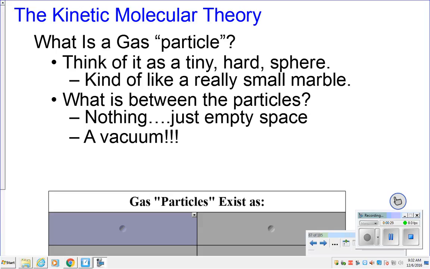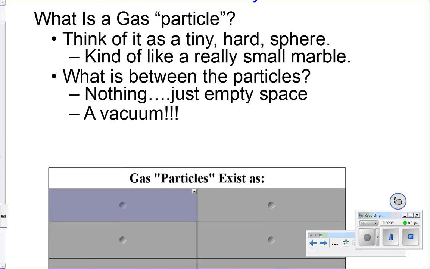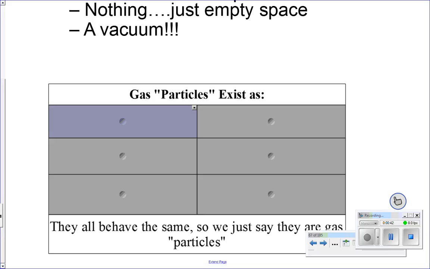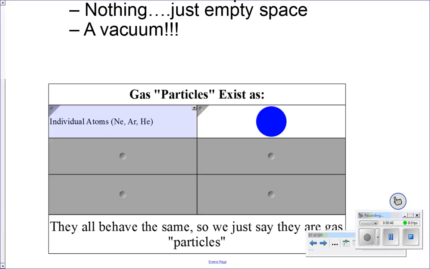Or kind of like a small marble. What is in between the particles, we really just consider to be nothing, just empty space, or a vacuum. Gas particles can exist as one of three things. They can exist as individual atoms. This would be the case in the monoatomic gases that we call the noble gases, neon, argon, things like that. So you have just one single atom there.